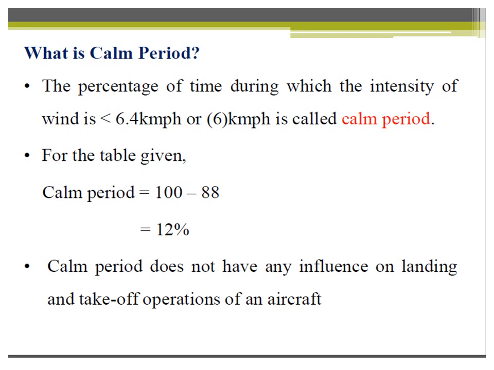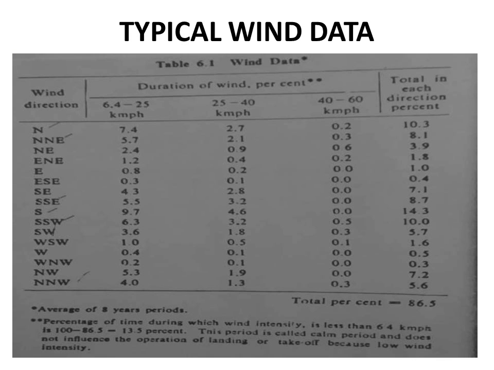Calm period. The percentage of time during which the intensity of the wind is less than 6.4 km per hour, or simply 6 km per hour, is called the calm period in any wind data. For example, in a typical wind data, we can see the wind directions, the duration of the wind in percentage, and the intensity of the wind varying in the ranges of 6.4 to 25, 25 to 40, and 40 to 60 km per hour. The last column is the percentage of total duration in all the directions.